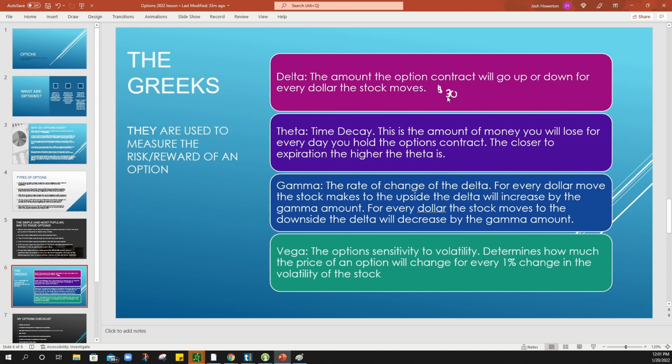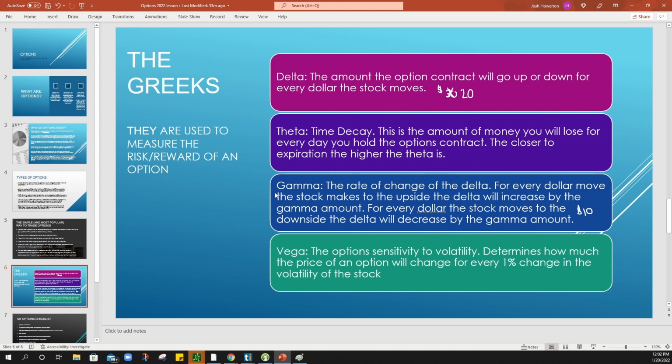We got that? So the gamma is the rate of change of the delta. So let's say the gamma was 10, okay? So if the stock goes up $1, the new delta would be 40. If the stock goes down $1, the new delta would be 20. So the gamma is the rate of change of the delta. You know the deltas are different. You got a 5 delta, 10 delta, 30 delta, 50 delta, right? And each strike has a different delta.